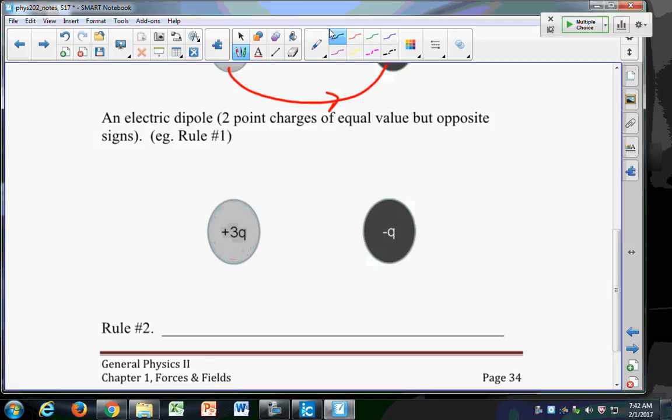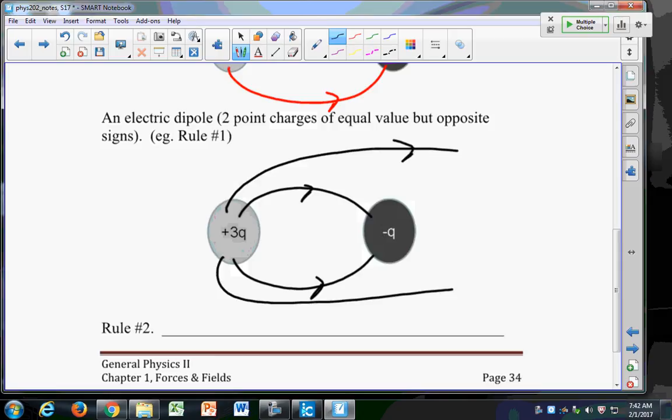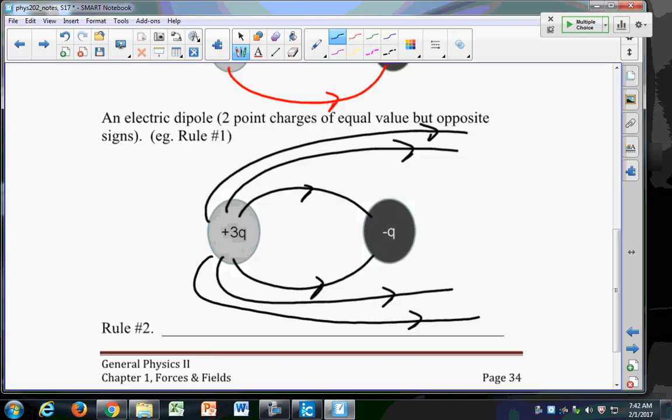Also rule number one, if I have a group of charges where I have an excess of either positive or negative, then I'm going to have lines that will go over to one side like this. And then I'm going to have also lines that go out and end at infinity. All right, so the plus 3q charge here has 3 times the number of field lines as the minus q charge.